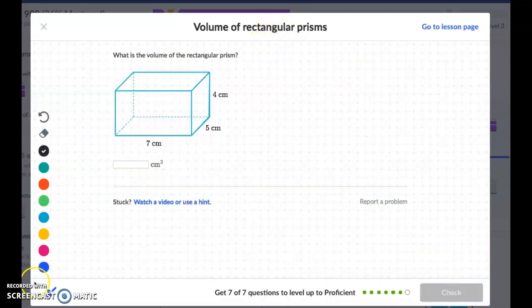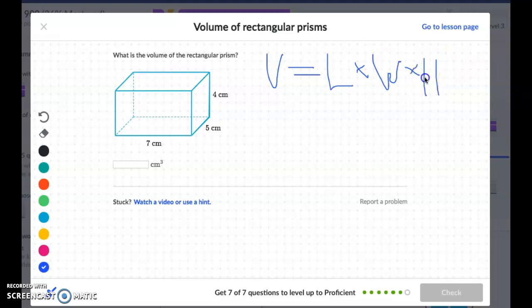And what's the volume of the rectangular prism again? Volume equals length times width times height. So my length is 7, my width is 5, and my height is 4.